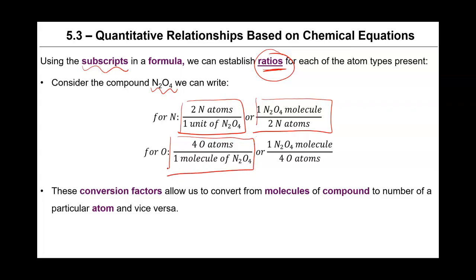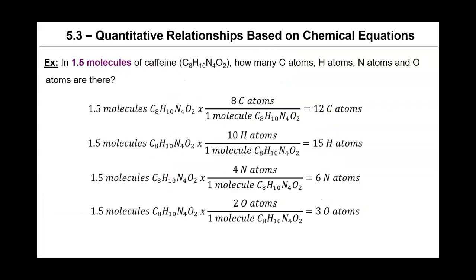We can do the same thing for oxygen. We can say that for every 4 oxygen atoms, we get 1 molecule of N2O4, or for every 1 N2O4 molecule, we get 4 oxygen atoms. So these are fractions that can function as conversion factors that allow us to convert from molecules of a compound to the number of a particular atom, or the other way around. So on the next slide, I'm going to illustrate this principle.